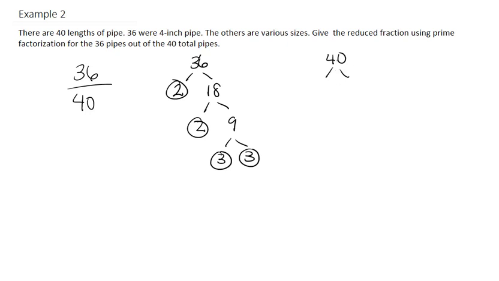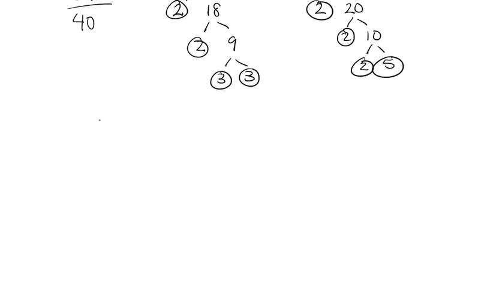Now 40. Now 40 can be divided by 2, and we get 20. So if we just divide 40 in half, we get 20. Then we divide 20 by 2, we get 2 and 10. 10 can be broken down into 2 and 5. So we just go ahead and circle our prime numbers so we know that we are done because we can't go any further with those numbers, and we write out the prime factorization for the fraction. We have 2 times 2 times 3 times 3 over 2 times 2 times 2 times 5.